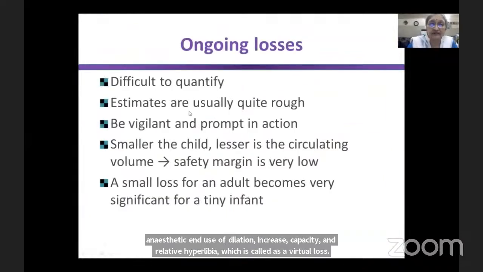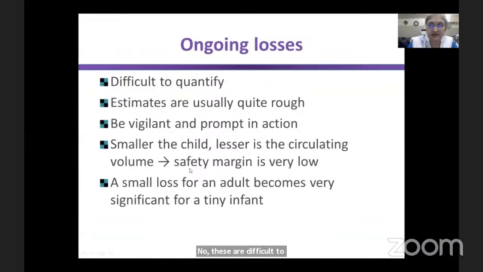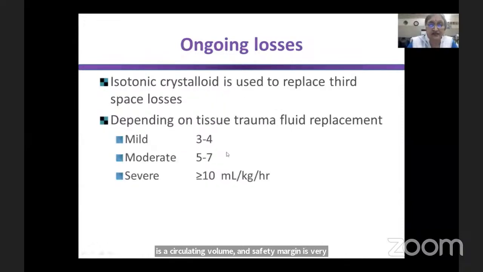Now, these are difficult to quantify. Estimates are usually quite rough. So one has to be vigilant and prompt in action, because the smaller the child, the lesser the circulating volume and the safety margin is very low. A small loss for an adult becomes very significant for a tiny infant.